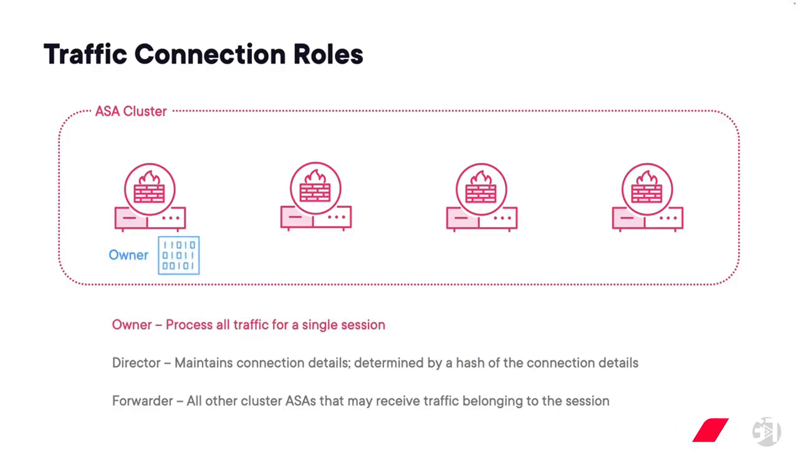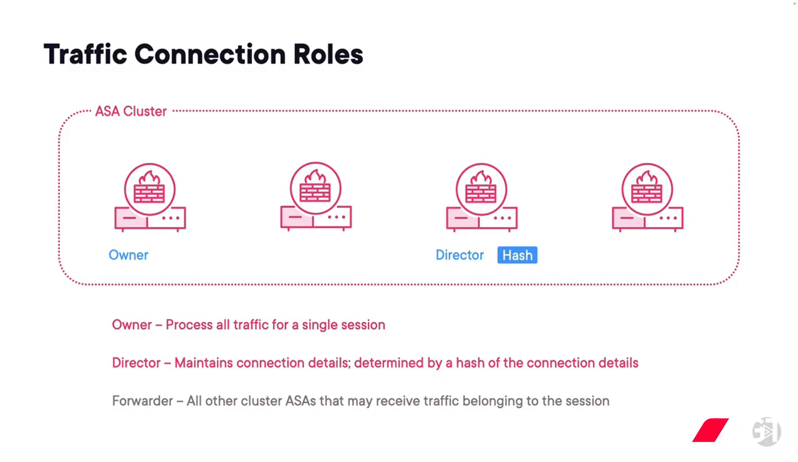So how does traffic flow through an ASA cluster? Well, the first ASA to receive a packet for a session becomes that session owner. And once an ASA is the owner, it will always be the one to process traffic for that entire session. And to help facilitate all traffic of the session going through the owner, it will designate a director by creating a hash of the connection details.